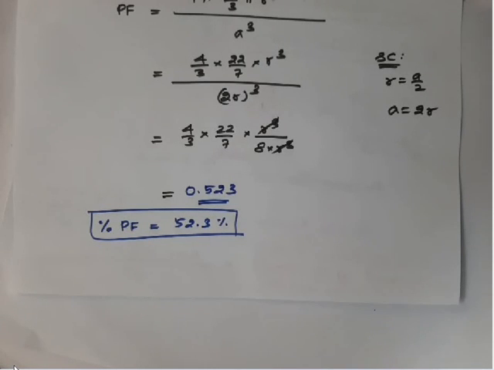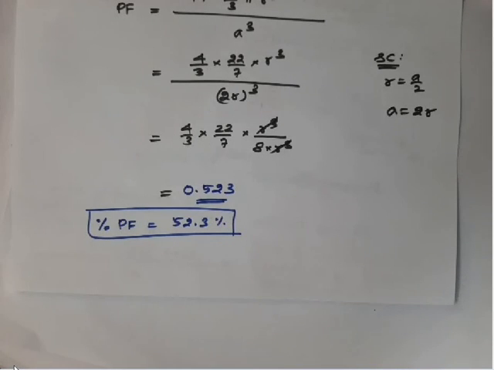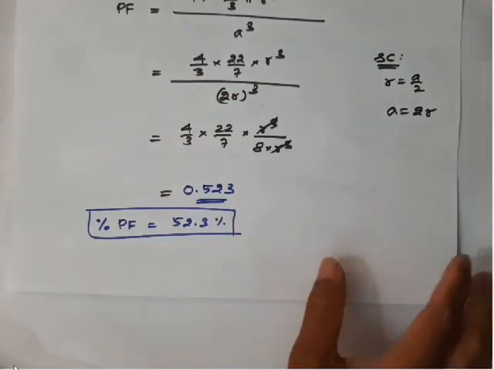So packing fraction is 52.3 percent in the case of simple cubic unit cell. In a similar manner, we can calculate packing fraction for BCC and FCC. As I told you before, our focus is only on cubic crystals. In cubic crystals, we have discussed simple cubic now. Now we'll start BCC or FCC, whatever it is. We'll discuss that one by one.